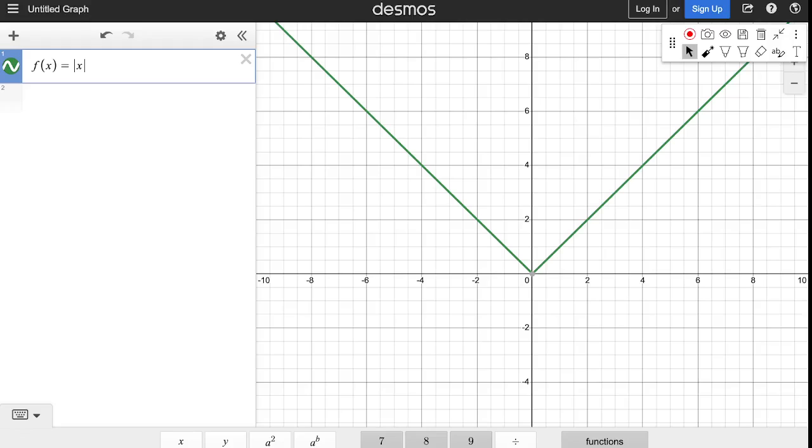So in the positive direction, 2 is a point, right? 2, because the absolute value of 2 is 2. But the absolute value of negative 2 is also positive 2. So it takes all the negatives, makes them positive. You get this V shape.